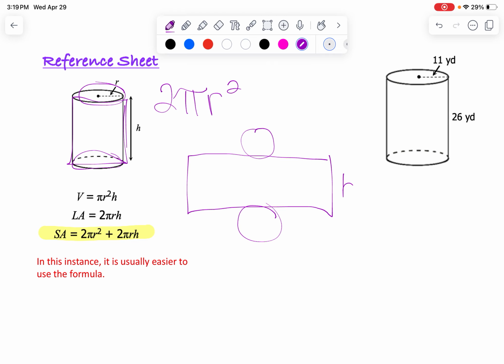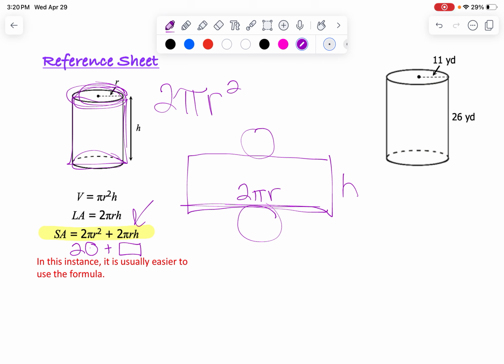Now, the height is h, and then how long is this distance here? Well, it's really just the circumference of that circle, which, remember, circumference is 2 pi r. So that's where this comes from right here, 2 pi r times h. So that represents the rectangle, and these are the two circles. And that's just added together. So sometimes it's just easier to use the formula for that if you want. Or you can say, all right, I want to find each individually, but that's where that comes from, whatever you want to do.